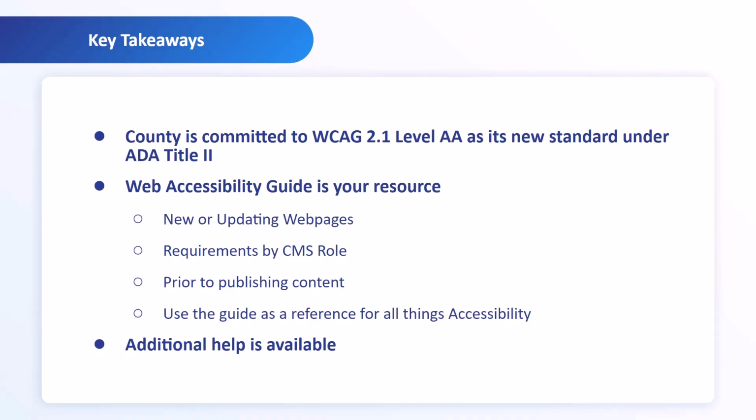Second key takeaway, this guide is a great resource and should be home base for you when you need to update existing content or build a new web page, when you need to figure out what your requirements are based on your role and how you can approach that in the CMS based on your role. You can come to the Web Accessibility Guide before you publish content just to double check and make sure you're doing it in a way that is in line with the standards we need to meet. And if you just want to ensure that you're approaching things from an accessibility first point of view, the guide's going to have all that information available to you as well.